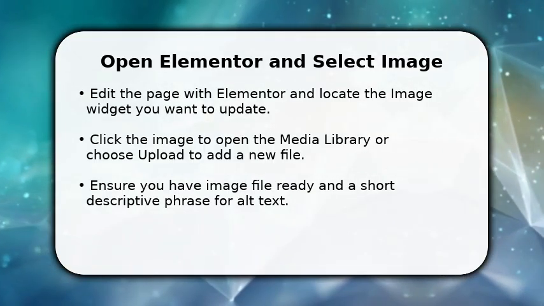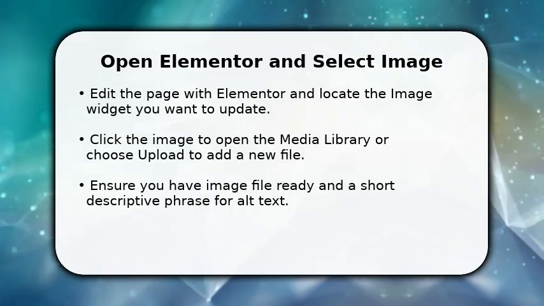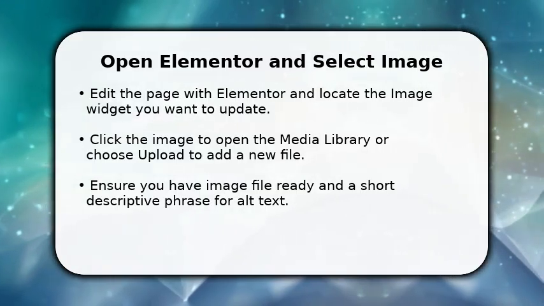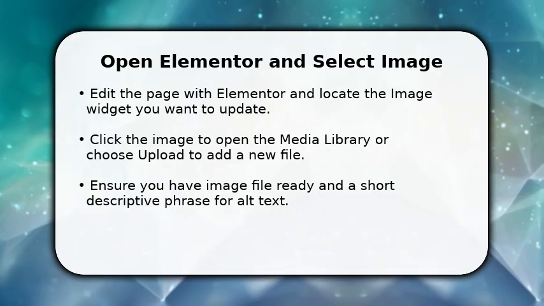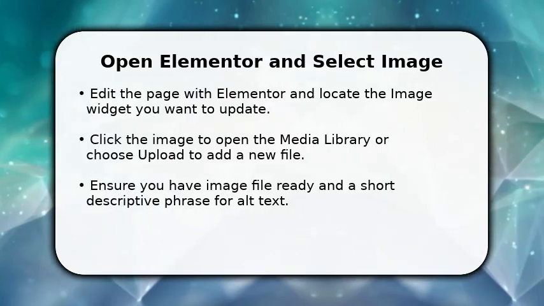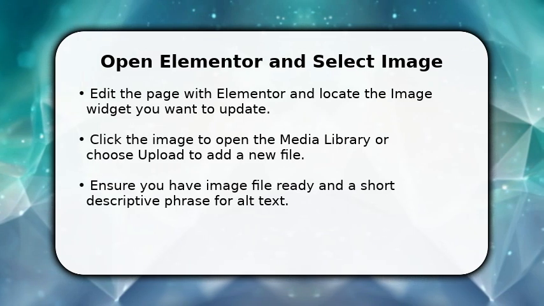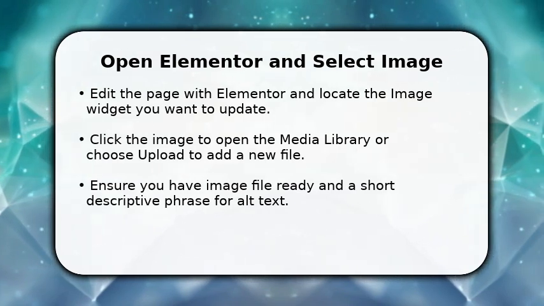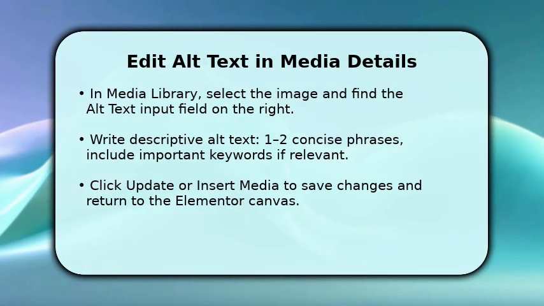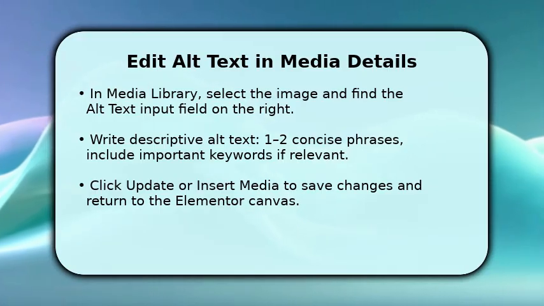While the media library loads, prepare a concise description that reflects the image purpose. This helps accessibility and SEO. Make sure the image is selected, then proceed to the image details, where alt text is added. Once the media library shows, click your image to open attachment details.